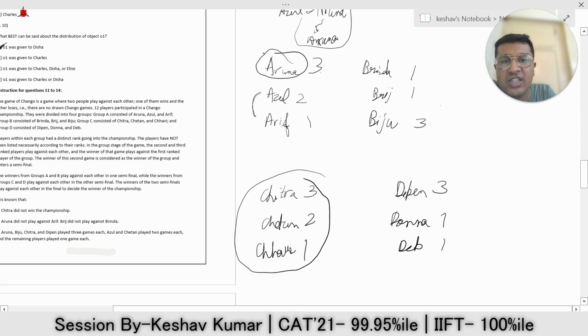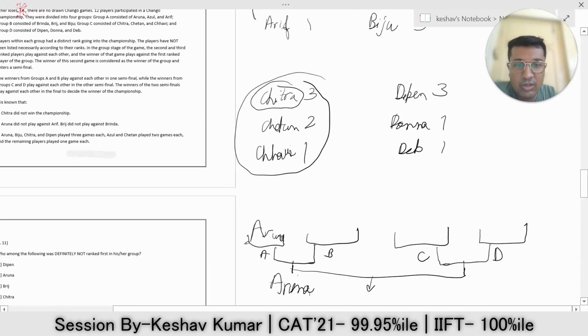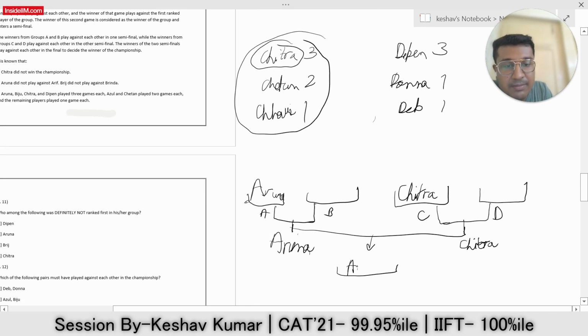I'm just going to circle Aruna because I want to highlight that she's a ranker 1 in her group. Same here with Chitra. She's a ranker 1 in her group. Alright, and again, repeating the story of Aruna, she must have reached till here and won this game of semi-finals and went to the finals. And I also knew that she didn't win the championship. So Aruna must have won the championship.